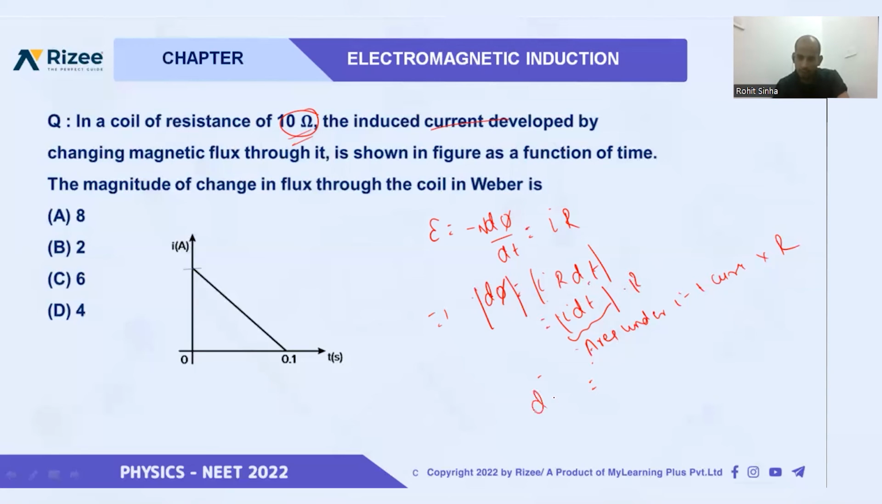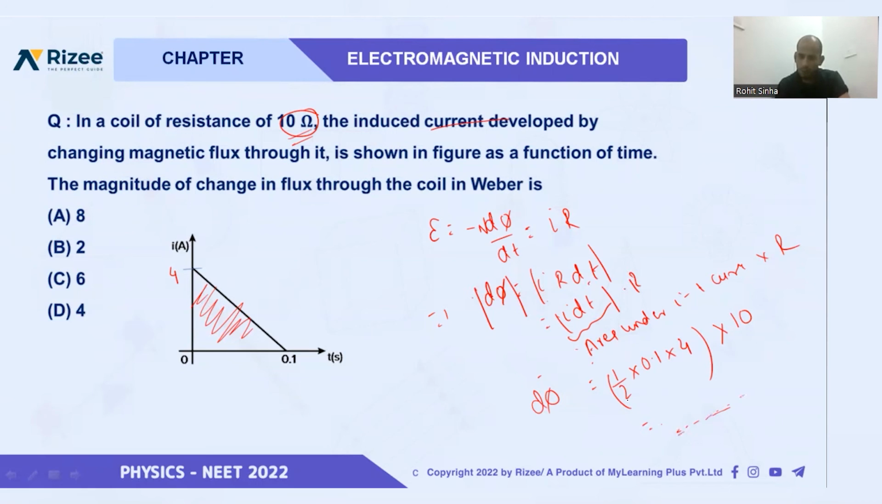So take the area under the I-t curve. See here, the area under this I-t curve. The area is not given directly, so let us see some values. I think the peak value is, suppose, 4. We can compute half into base, which is 0.1, into height, which is 4. This is the area under the I-t curve. We got I dt, into the resistance value, which is 10. Solve all those values, you will get your answer.